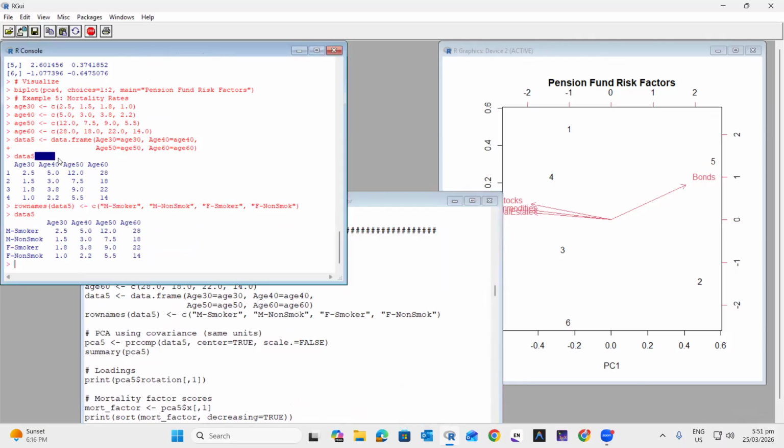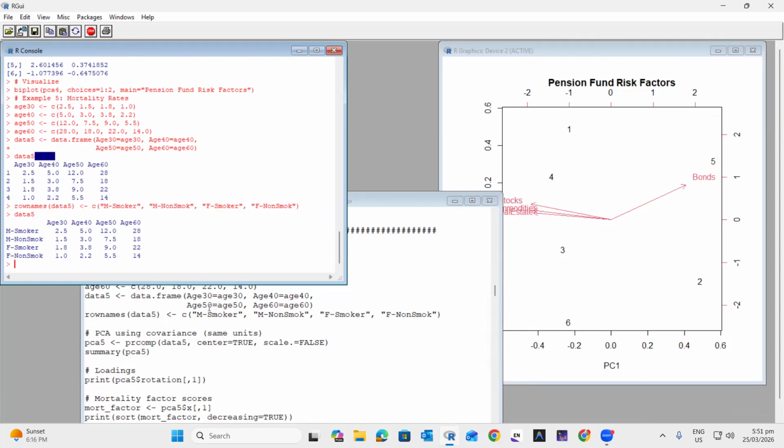So that is basically the mortality rate due to smoke or non-smoke. Here, what is the mortality rate of male smokers for age 30, 40, 50, 60, and the mortality rate of male non-smokers at age 30, 40, 50, and 60, and female smokers' mortality rate at age 30, 40, 50, and 60, and female non-smokers' mortality rate at age 30, 40, 50, and 60 as given here.